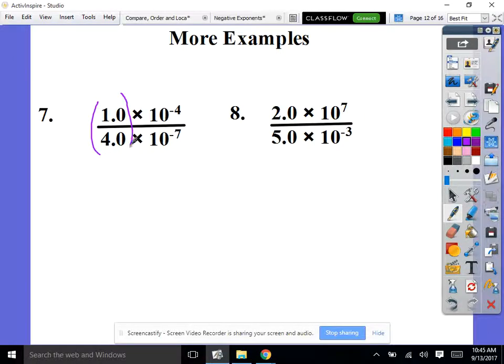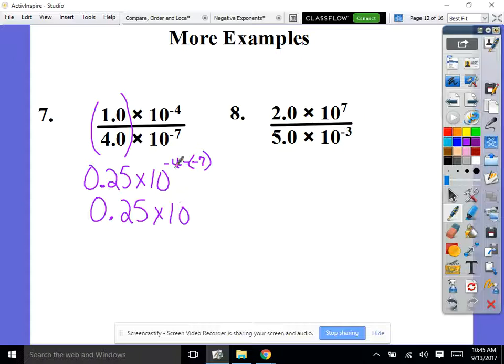All right, 1/4 of a dollar is 0.25 times 10 to the negative 4 minus negative 7. So 0.25 times 10, and that actually says negative 4 minus negative says plus. Negative 4 plus 7 is positive 3. And we'll finish working that tomorrow after we've had our group discussion.